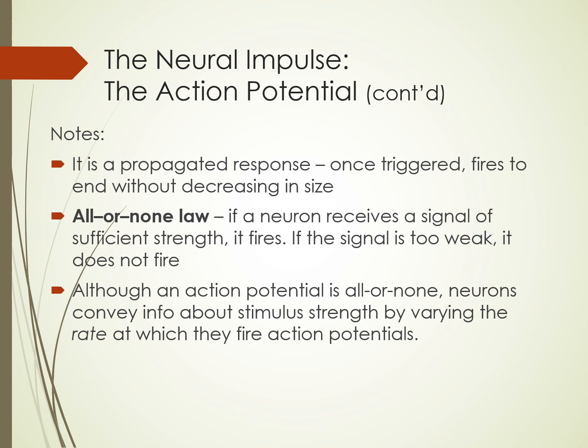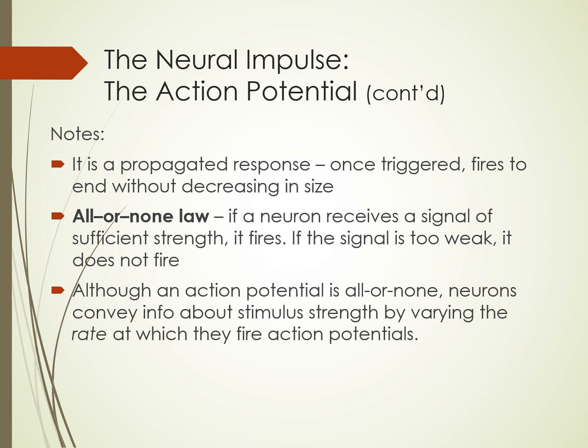That information does not get sent on at all. So it is an all or none law, which means the only way for a neuron to communicate information about the strength of the stimulus, the only way for me to change the strength of the stimulation, is to vary the rate at which I fire these action potentials.